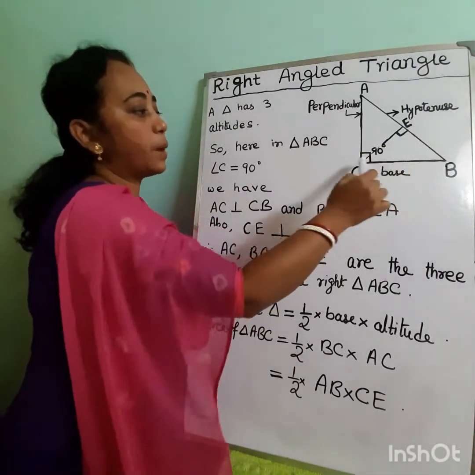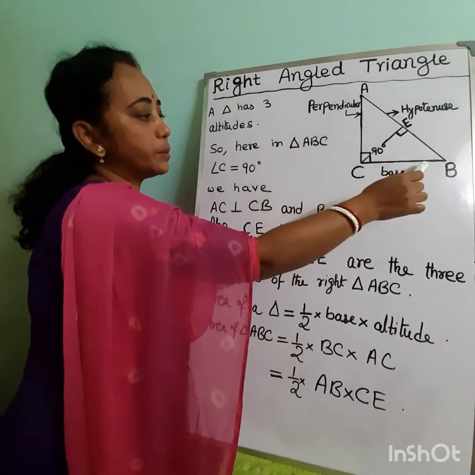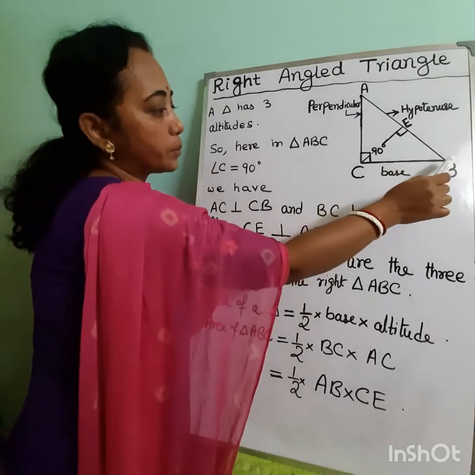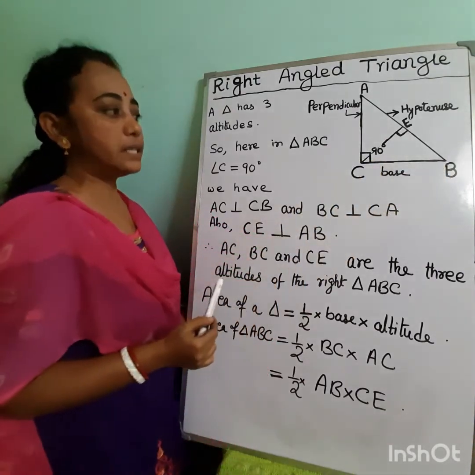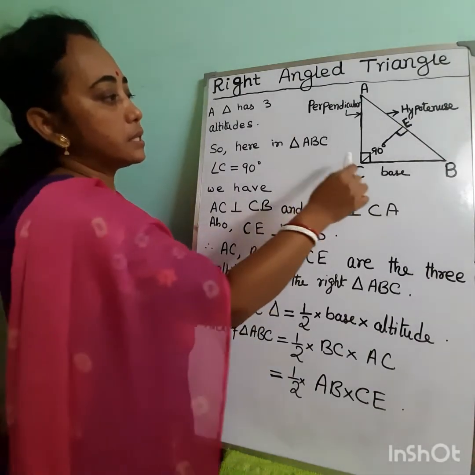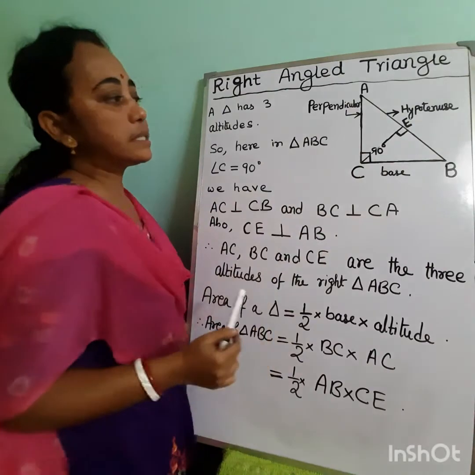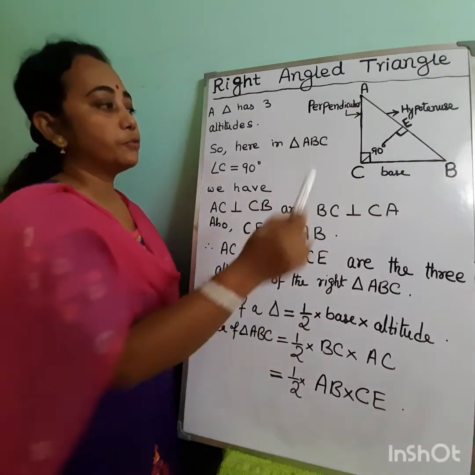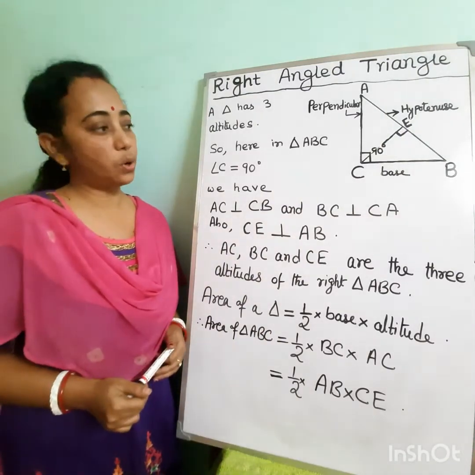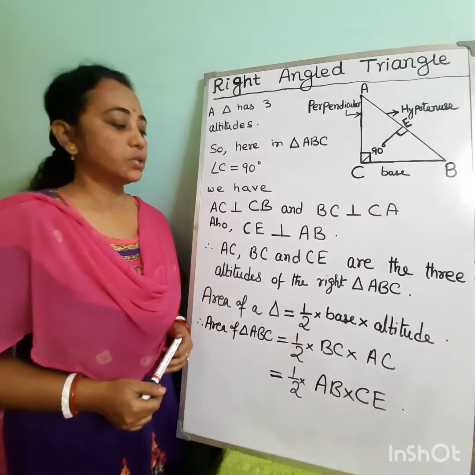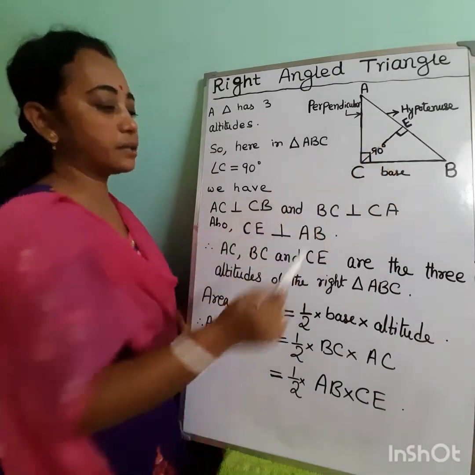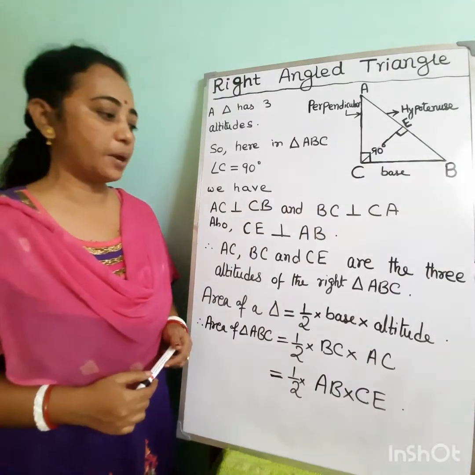Again, BC is perpendicular to CA because the angle between BC and CA is 90 degrees, and BC is drawn from the vertex B to the side CA. So BC is another altitude of the triangle. Again, CE is perpendicular to AB. Here CE is drawn perpendicular from the vertex C to the side AB. So CE is another altitude of the triangle. So from the figure, AC, BC and CE are the three altitudes of the right triangle ABC.